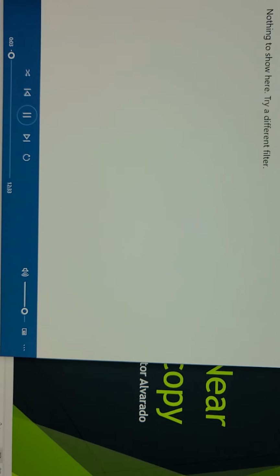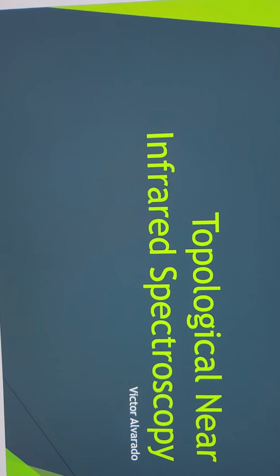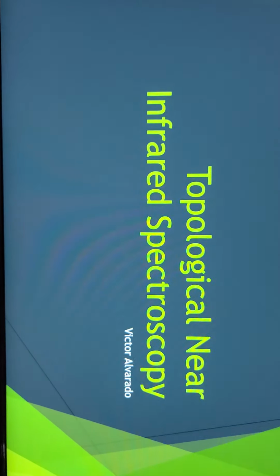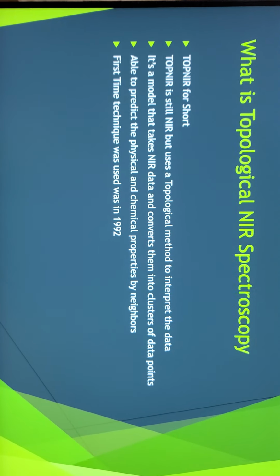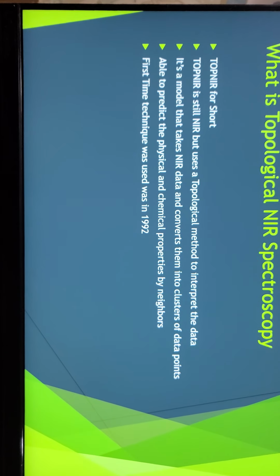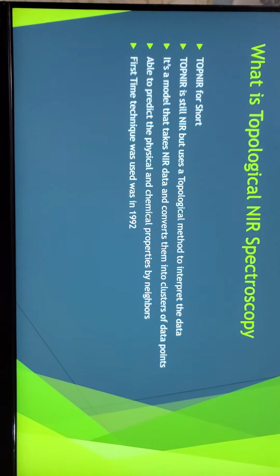My topic for my presentation is topological NIR, topological near infrared spectroscopy. So what is topological NIR spectroscopy? It could be pronounced top NIR for short, and top NIR is still NIR, but uses a topological method to interpret the data.